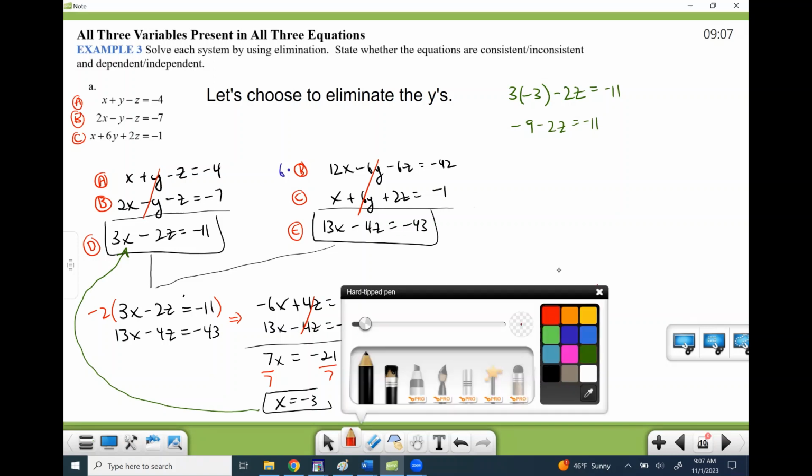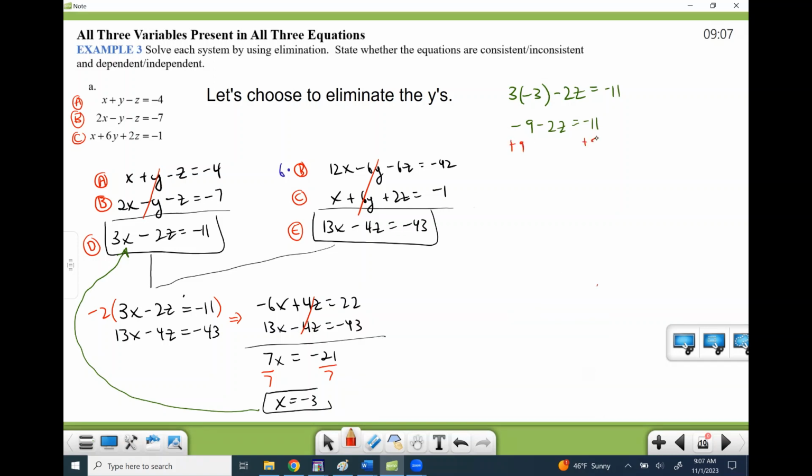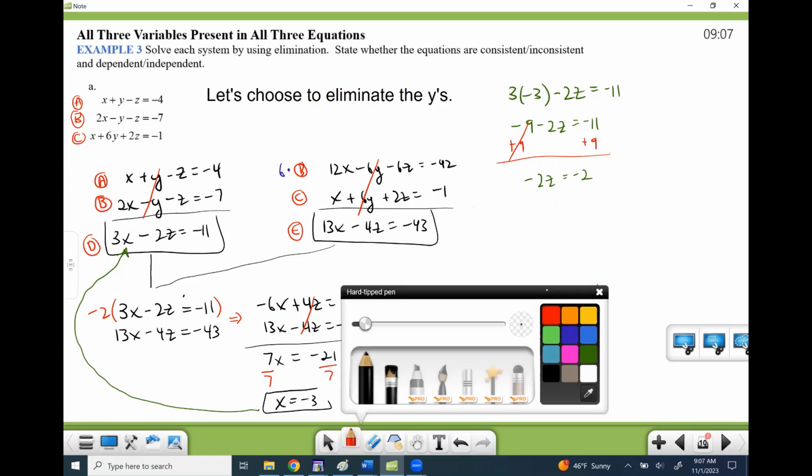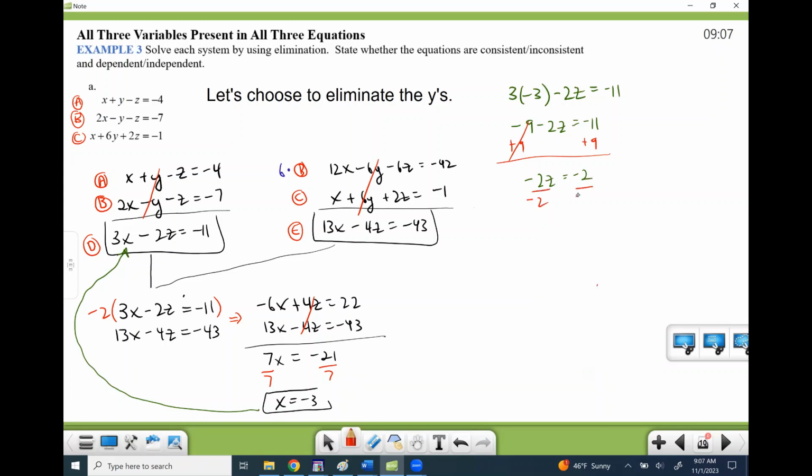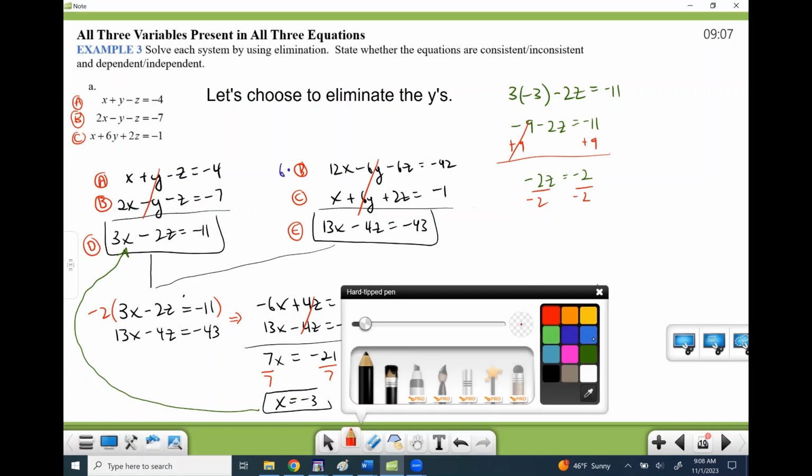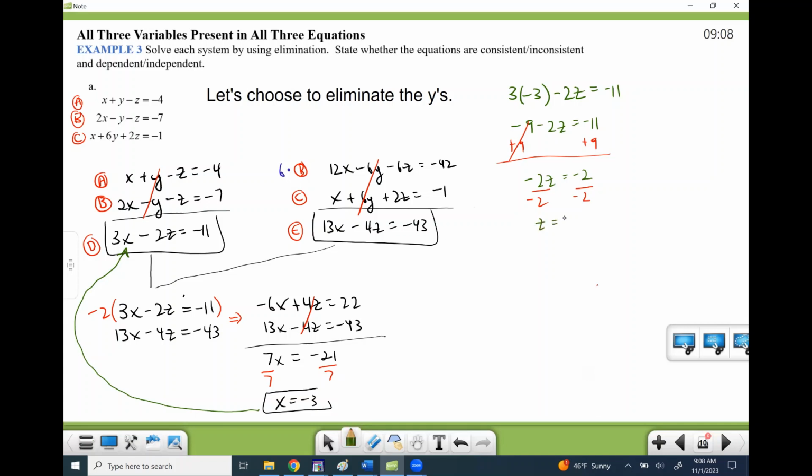Okay, so we will add 9 to both sides. So -2z. And then divide by -2. So z equals 1.